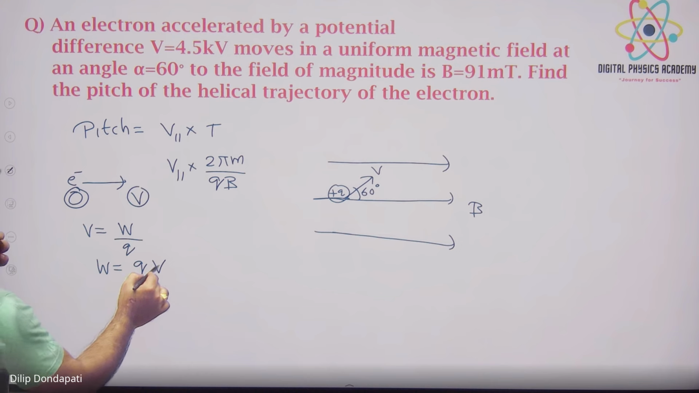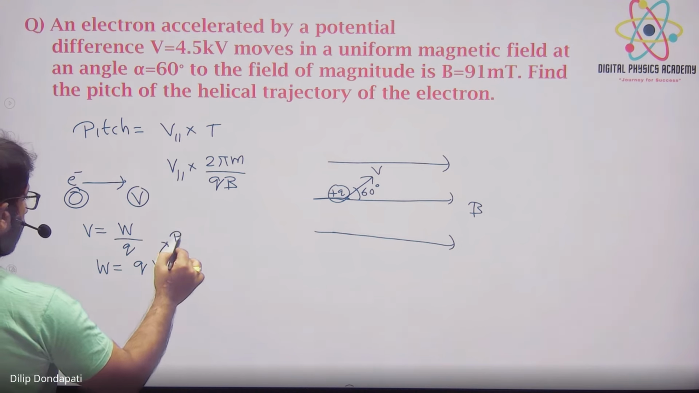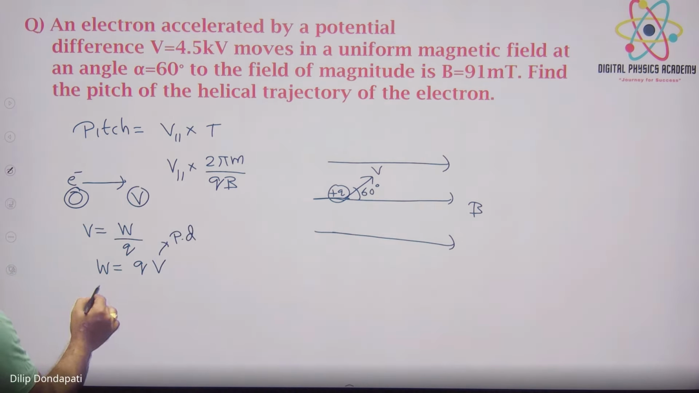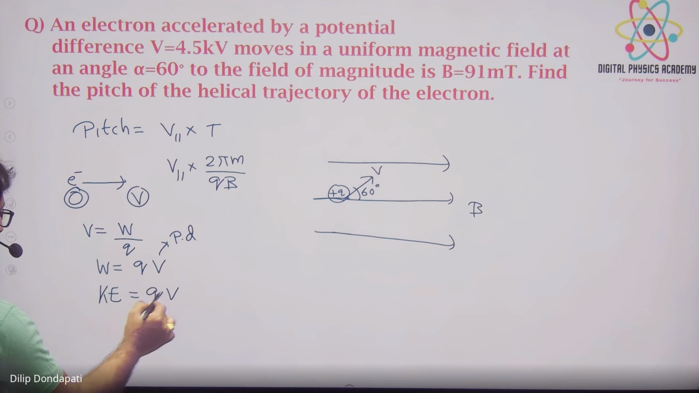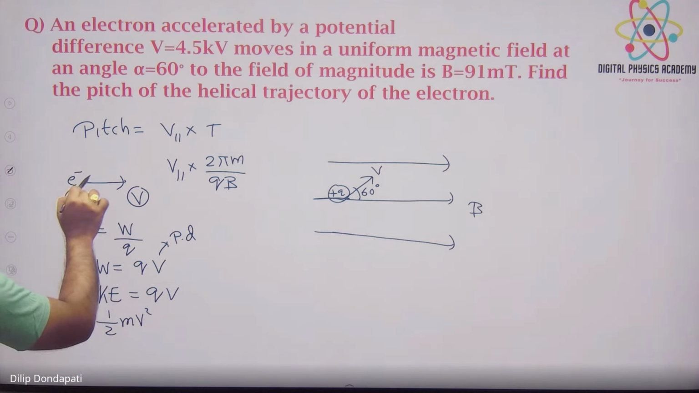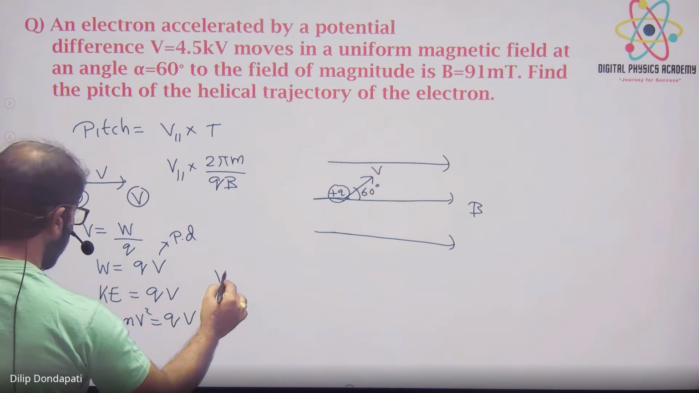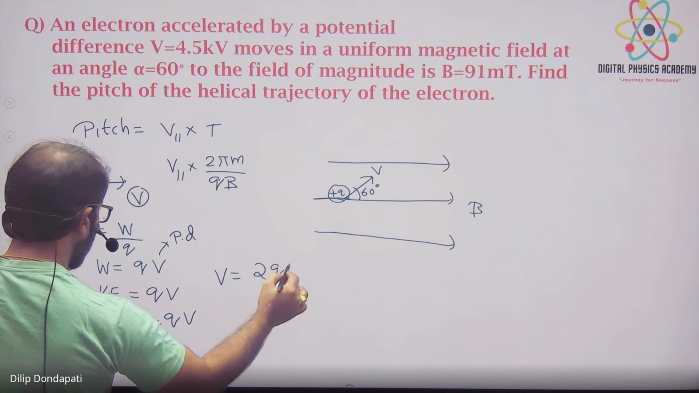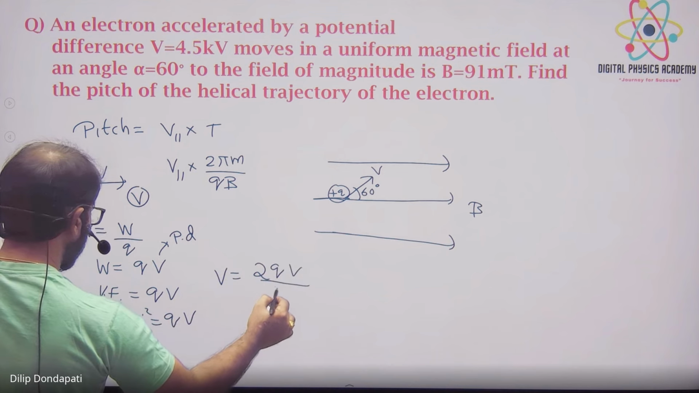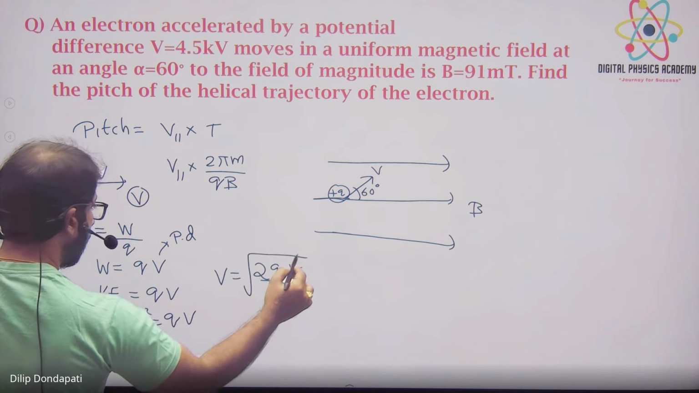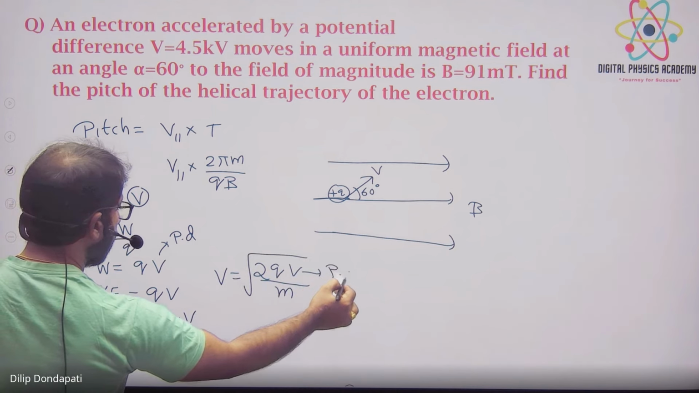Here, V is not velocity, it is the potential difference. And this is equal to the change in kinetic energy, final minus initial, and initial is 0. So the kinetic energy you got is QV, and therefore half mv square, because when it's accelerating it has some velocity. Half mv square is equal to qV. So from this v is equal to the square root of 2qV by m. Here V is the potential difference.